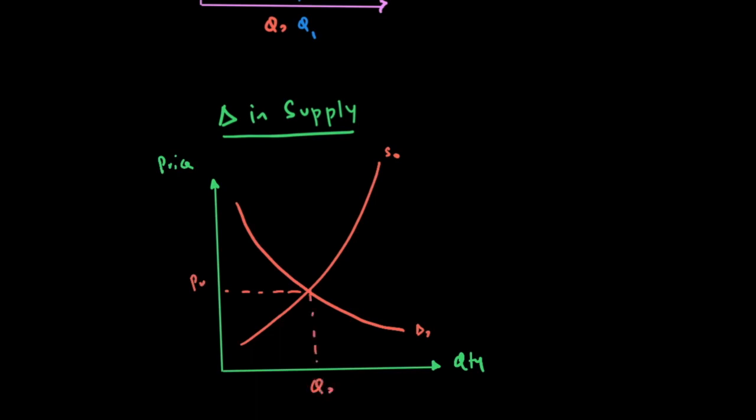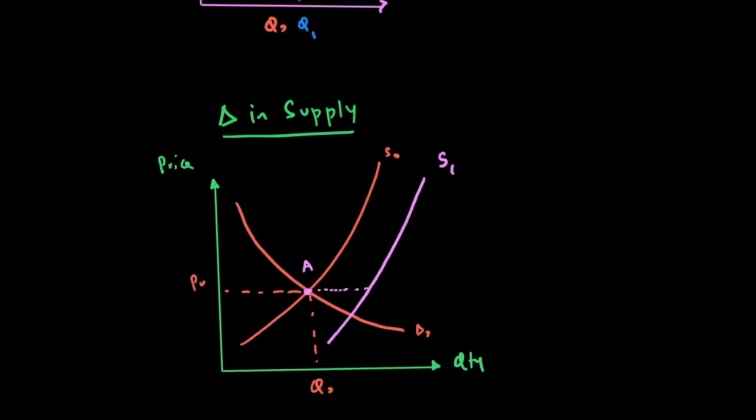So if this is my demand and supply, let's say some major technological breakthrough results in the supply curve shifting to the right. So the supply curve now shifts to the right from S0 to S1. Previously, the equilibrium price was P0. At P0, we will find out, is it still in equilibrium?